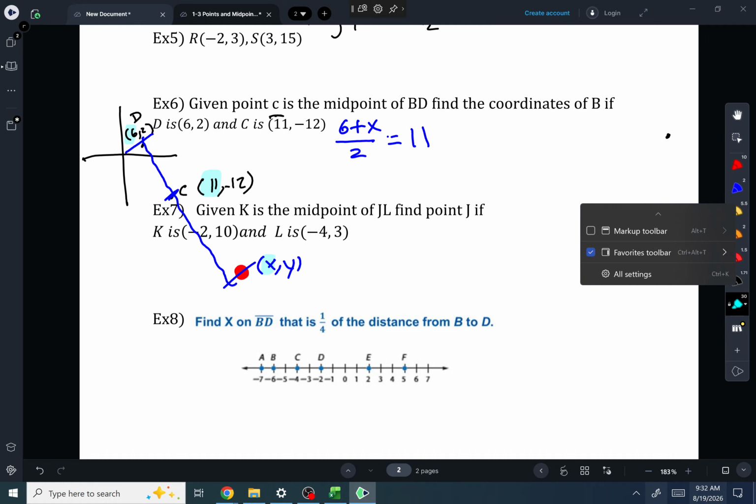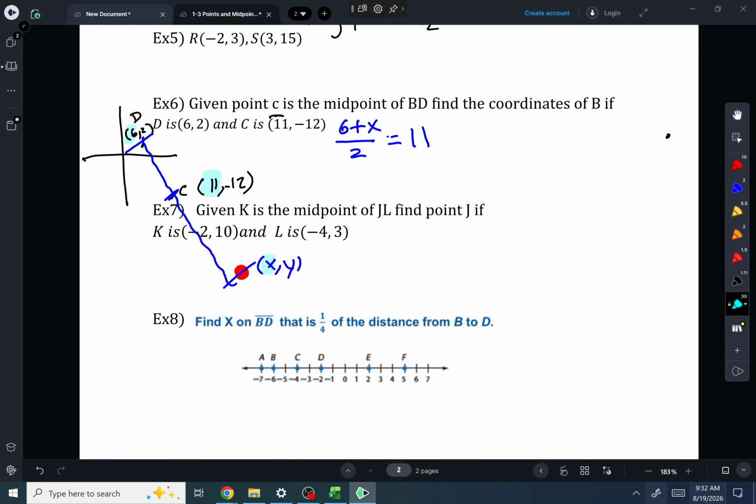And from here, I probably would not distribute the half. I would not distribute the 2. I'd probably multiply both sides by 2. Right? Times 2, times 2. So I get 6 plus x equals 22. So x is 22 minus 6. What's that, 16?